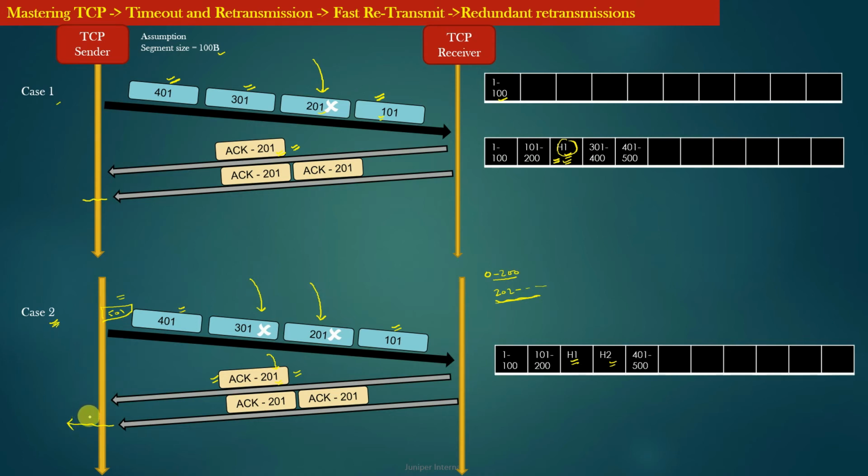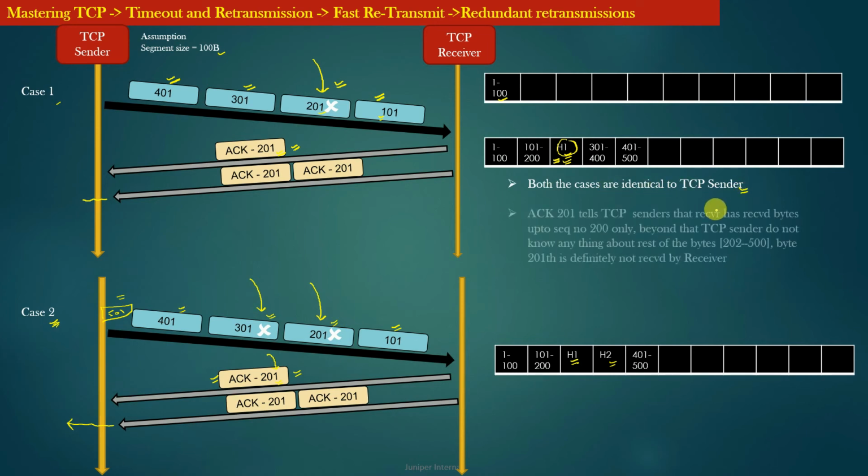response from the TCP receiver, irrespective of the fact that in case 1, it was segment 201 which was lost, whereas in case 2, it was segments with sequence numbers 201 and 301 which were lost. So going forward, both cases are identical to the TCP sender, right? ACK 201 tells the TCP sender that the receiver has received bytes up to sequence number 200 only. Beyond that, the TCP sender does not know anything about the rest of the bytes, that is from 202 up to 500.